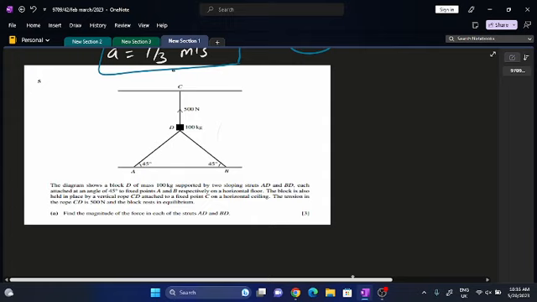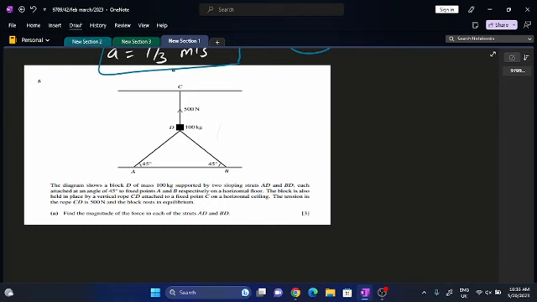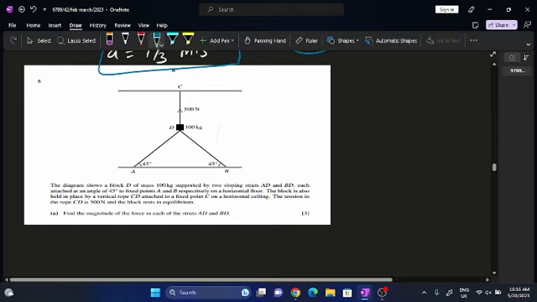For this question, you have to find the magnitude of force in each of the struts AD and BD. If you consider the diagram, you can see clearly that a block of mass 100 kgs is lying here. The reaction force of this block acts in the upward direction with a magnitude of 500 newtons, and AD and BD are placed inclined. So your first step should be to resolve AD and BD into their horizontal and vertical components.